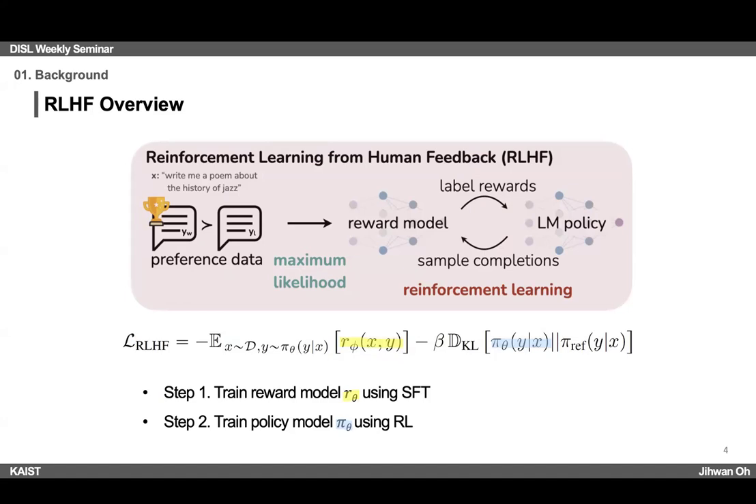After training the reward model, it's time to train the language model using reinforcement learning. The trained reward model evaluates the current language model policy by assigning rewards to generated responses. Using proximal policy optimization, PPO, or similar reinforcement learning algorithms, the LM policy is updated to generate higher quality responses. In summary, there are two steps. The first step is to train the reward model using SFT. And the second step is to train the policy model using reinforcement learning.